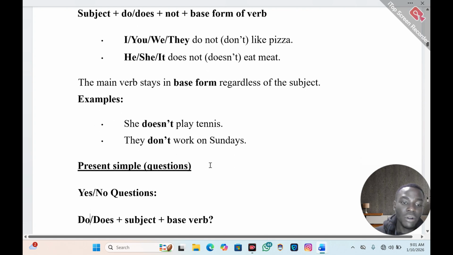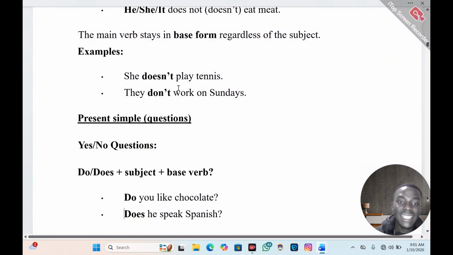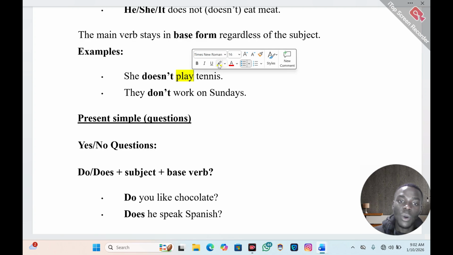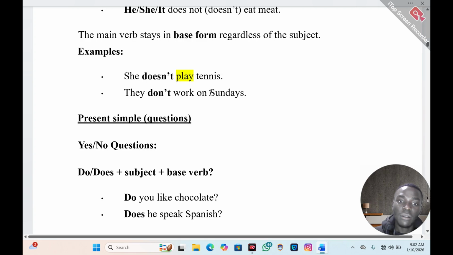Now, for example, she doesn't play tennis. You can even replace she, because she works on girls. You can say Divine doesn't play tennis. Kaitesi doesn't play tennis. Grene doesn't play tennis. So you see that this play is the base form of the verb to play. They don't work on Sundays.